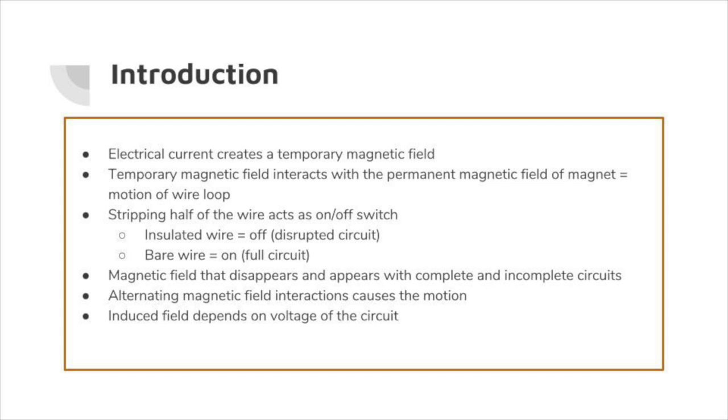Our project was based on the idea that an electric current moving through a wire creates a temporary magnetic field. The temporary magnetic field in the wire loop interacts with the permanent magnetic field of the magnet below the loop, which then leads to the motion of the wire loop due to the interaction of the force between the two.